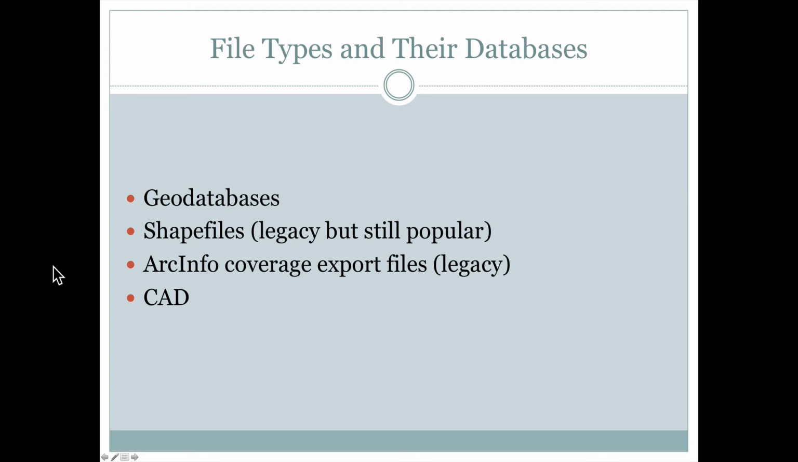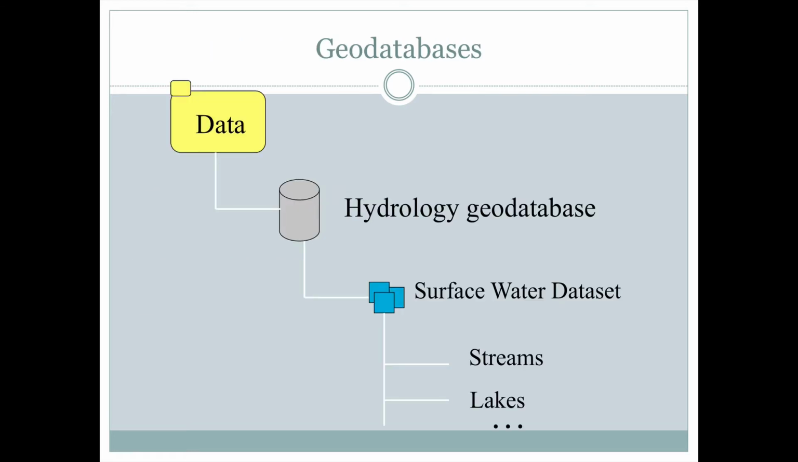So let's talk about where you would find various databases or attribute tables if you were working with different types of GIS data. I'll go through geodatabases, which is of course the state of the art. That's what Esri would recommend that we use. There are shapefiles, which are legacy but still very popular. There are ArcInfo coverages, which are also legacy, and then there are CAD or computer-assisted drawings. Let's start with the geodatabases.